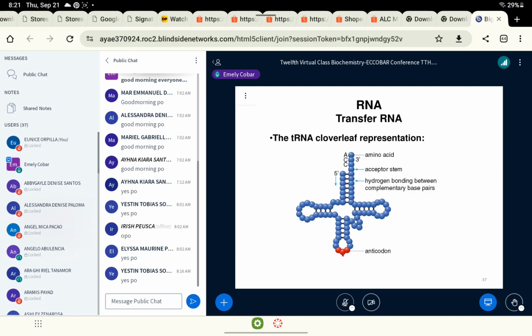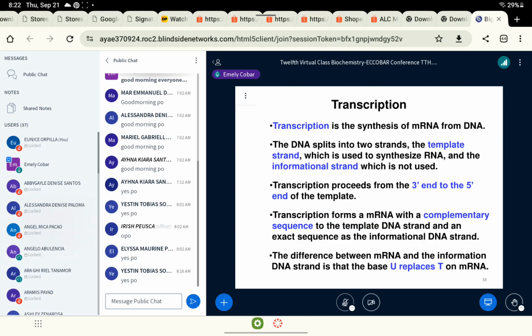Once a bond is formed between the two, then the amino acid is released, and then these amino acids are assembled to form the protein. Okay? So dinidiscuss pa lang natin yung features ng mga RNA. So there is an anticodon portion and an acceptor stem, where it carries, yung nagki-carry ng amino acid. So look, nakalagay yan, hydrogen bonding between complementary base pairs is responsible for this shape or structure of the transfer RNA.